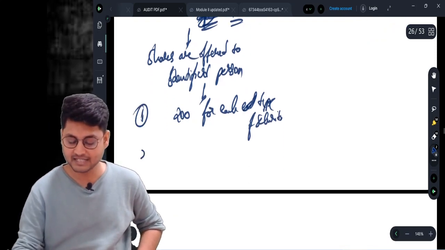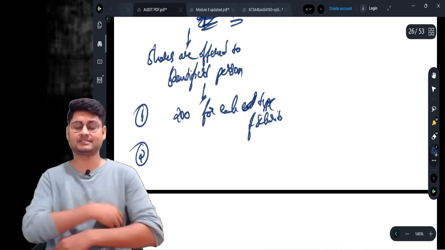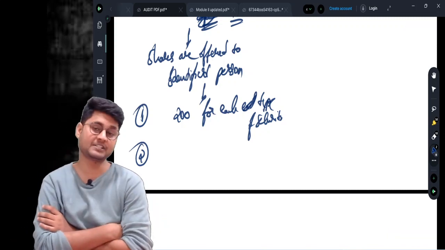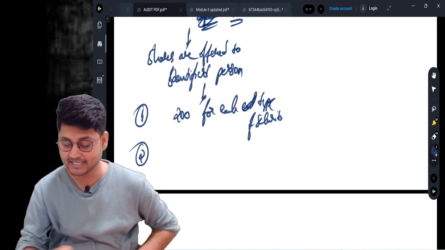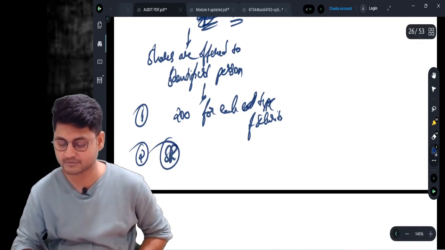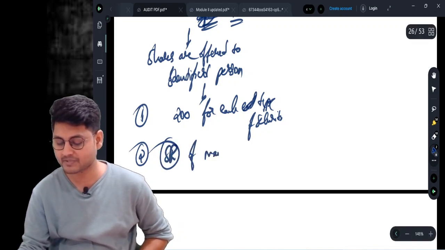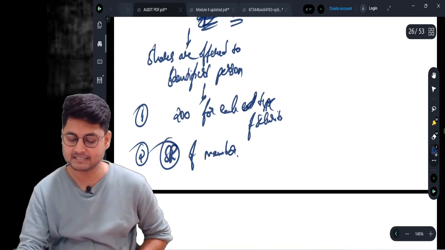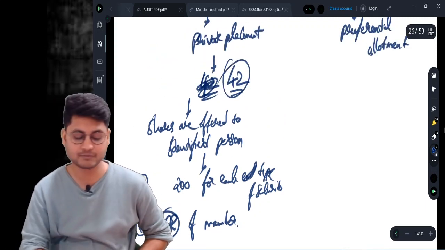This is the first point. And to have this private placement by the company, a special resolution of members must be passed. Okay, these are the provisions of section number 42.